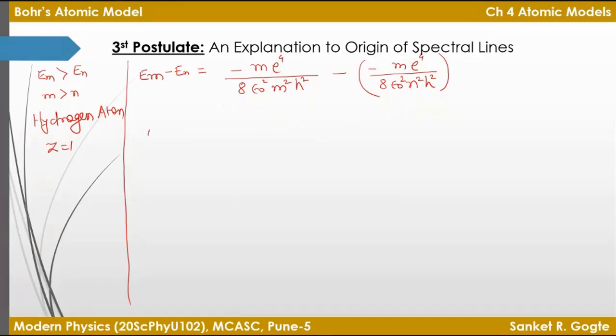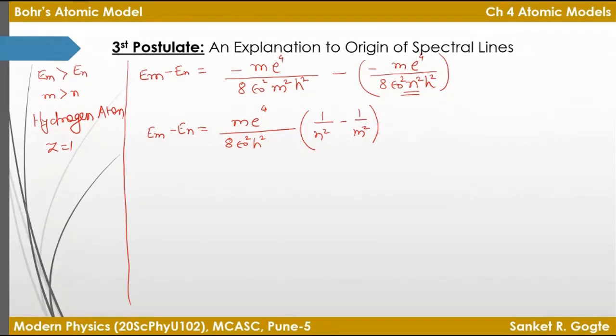So I get E_m minus E_n equal to, taking all the constant terms, m e^4 divided by 8 epsilon_0^2 h^2 into 1 by n^2, because this term will become positive, minus the next term, 1 by m^2. Oh, I reversed the relation. I wanted to write E_m minus E_n. Anyway, we'll go with that.